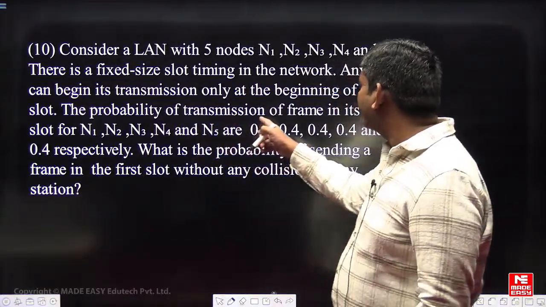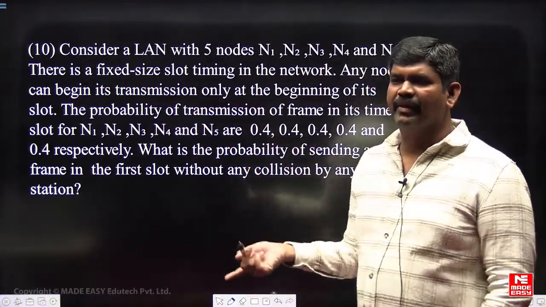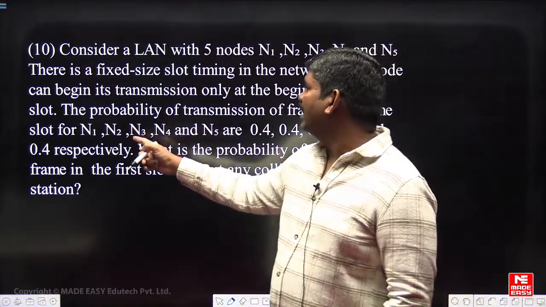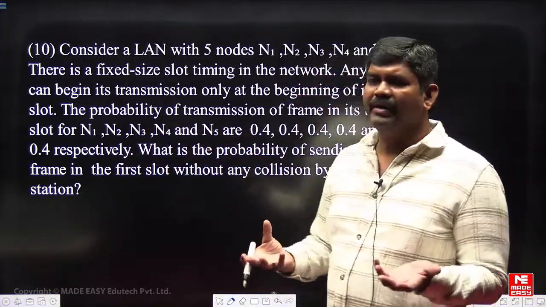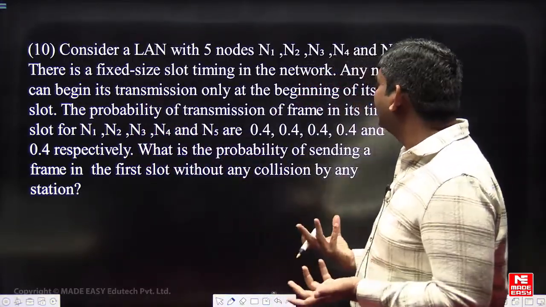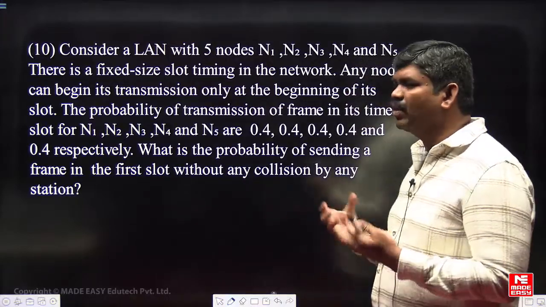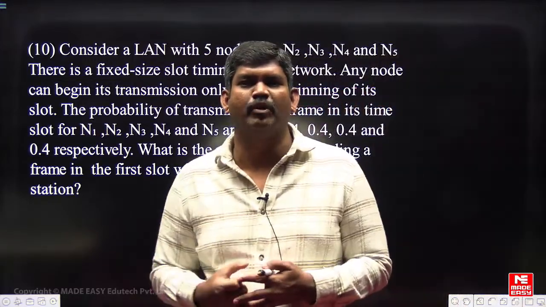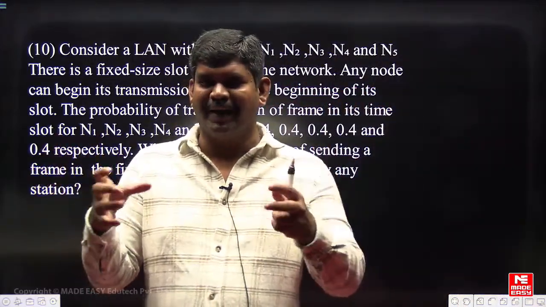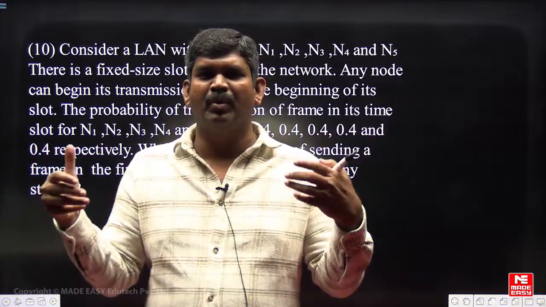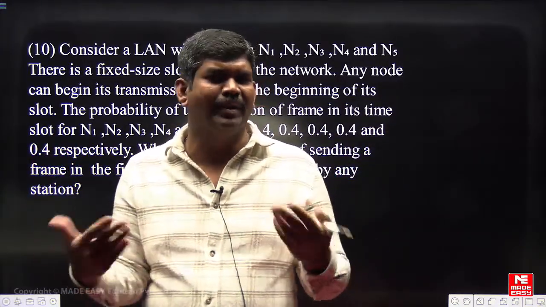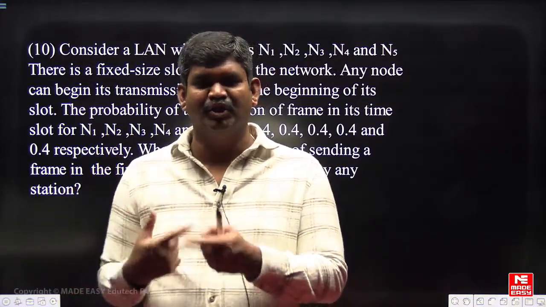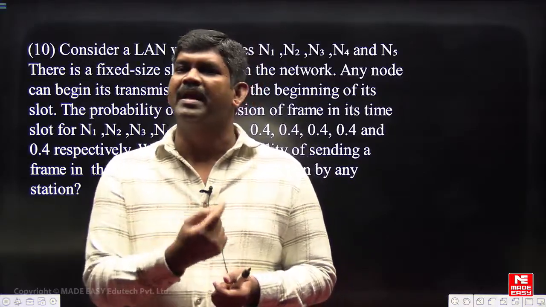See the probability of transmission of frame, because in the data link layer it is frame only. See the probability of transmission of frame in its time slot for N1, N2, N3, N4, N5, because all the stations are having the data, but they are using the probabilities, and you can see they are mentioning equal probabilities like 0.4. So, why did this concept of probability come into the picture? Because the stations are spread on that particular shared cable, so whether they can send or they can't send also. If they don't have data, they don't send, but if they have data, once the slot is ready, the chance of transmitting by an individual station is 0.4.